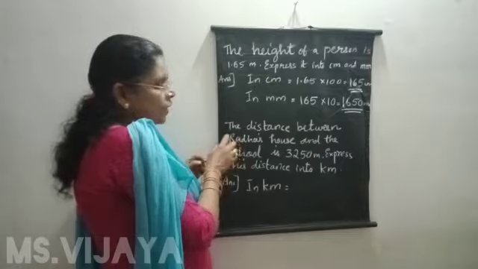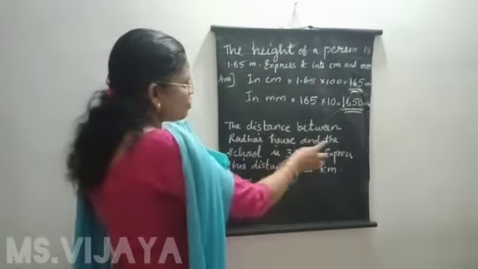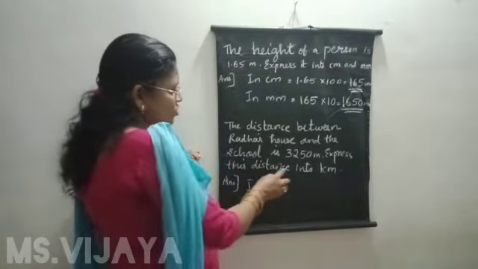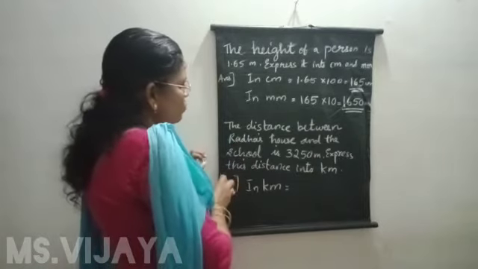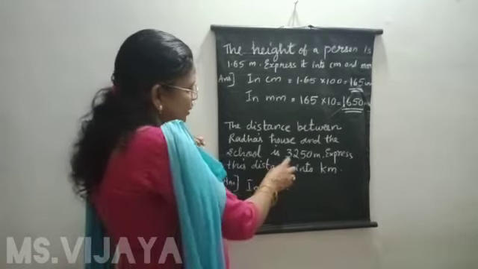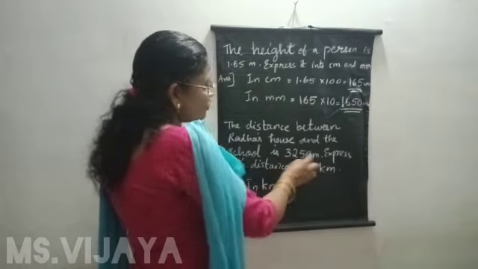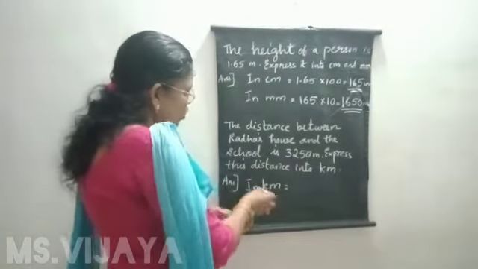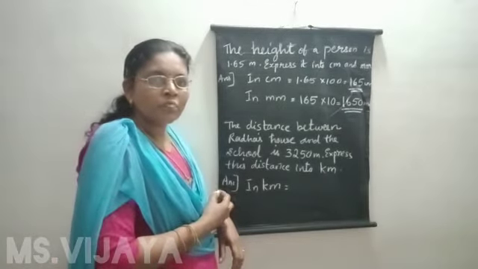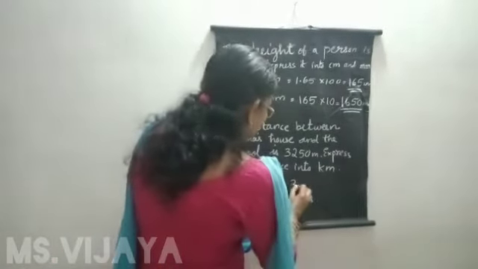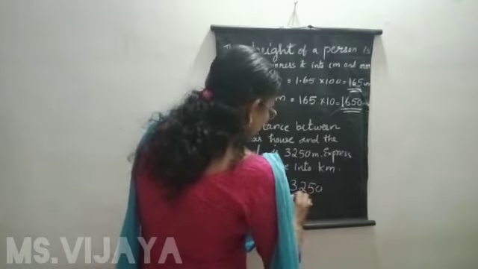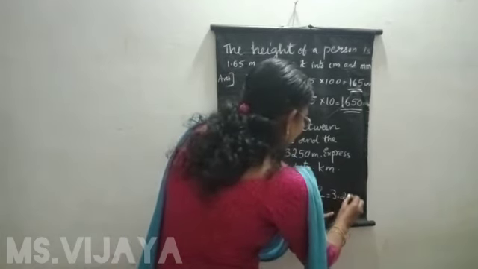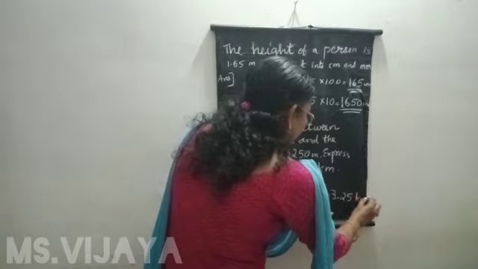Next, another problem. The distance between Radha's house and the school is 3250 meter. Express this distance into kilometer. What is the distance between Radha's house and the school? 3250 meter. Then what should we convert it into? Kilometer. To convert meter into kilometer, what do we do? Divide by 1000. So 3250 divided by 1000 equals 3.25 kilometer. Understood?